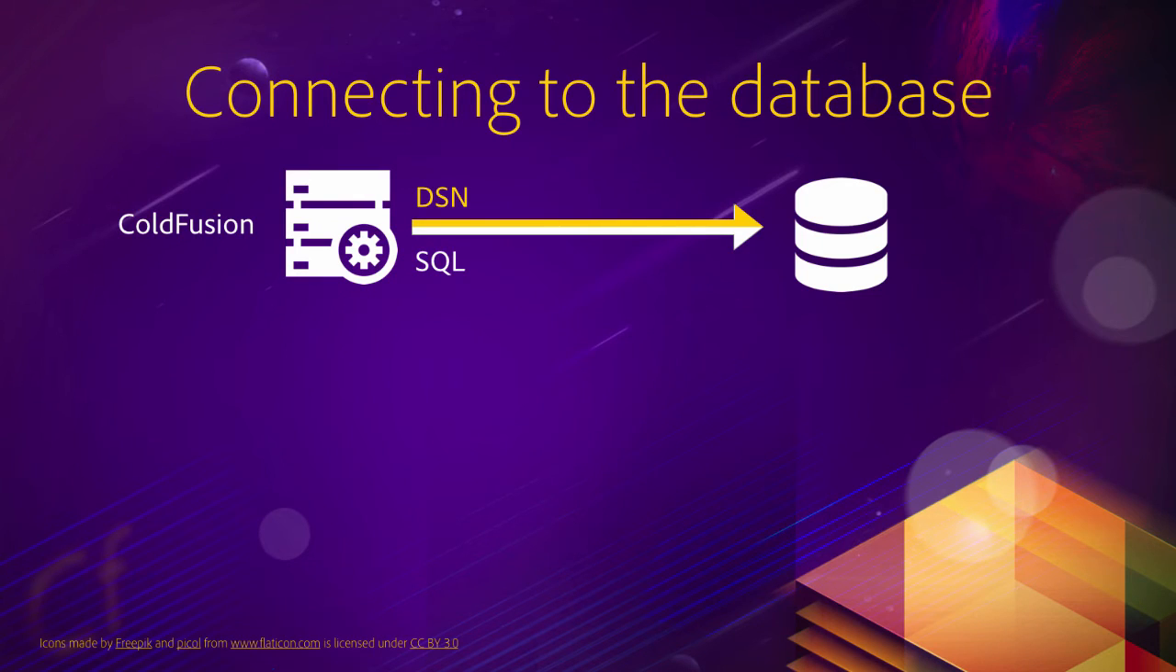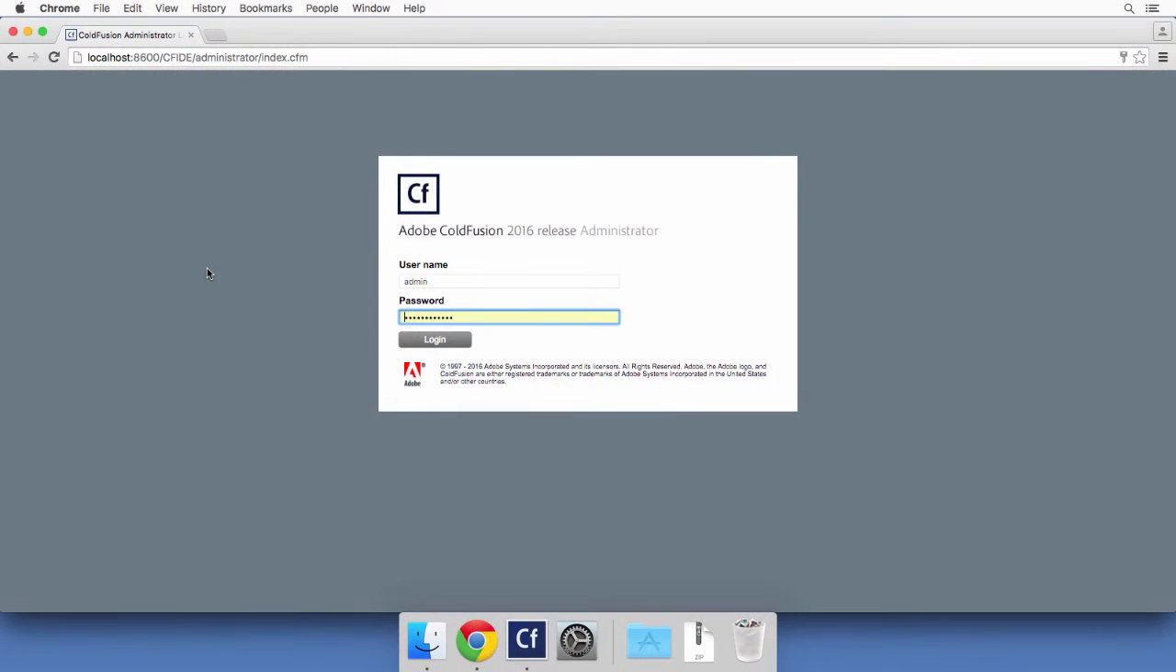In other words, before we are able to connect to the database and to query the database to retrieve data from that database, we need to go to the ColdFusion Administrator and define our DSN, or data source name. So let's return to the ColdFusion Administrator to create that DSN.